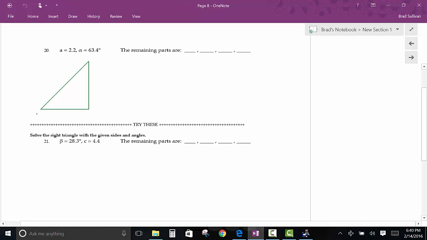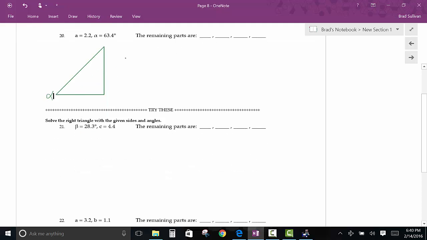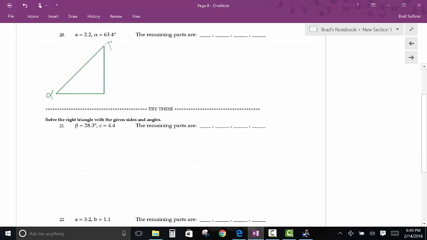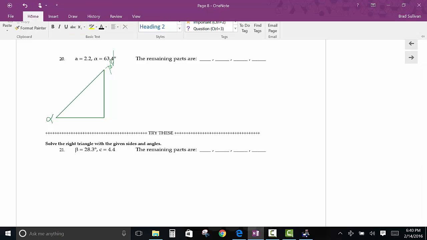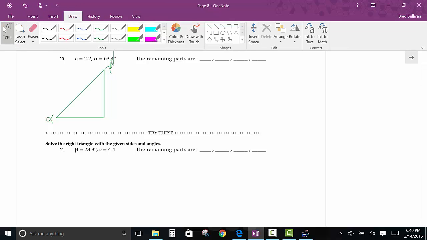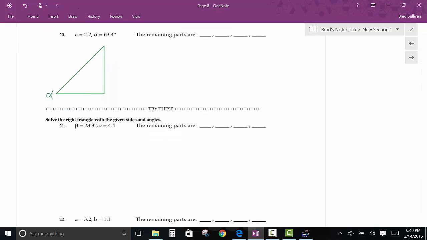So again, the naming convention is alpha and beta are what we call the acute angles. Oh, stop that. I hate it when it does that. So let me erase that. Okay, like that. So we need to get those things done. All right, so this is angle beta right here. Okay, and then this is angle gamma right here. That's the right angle.